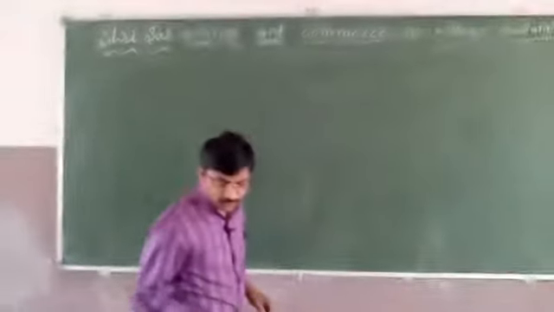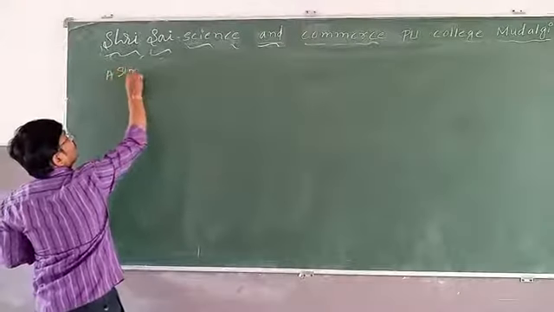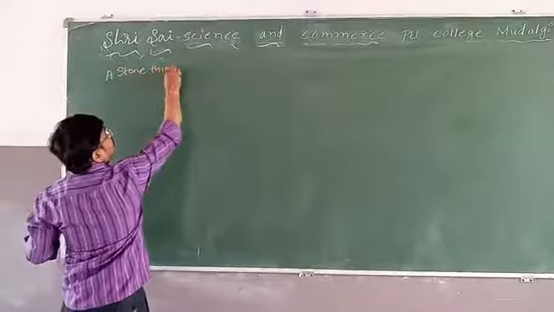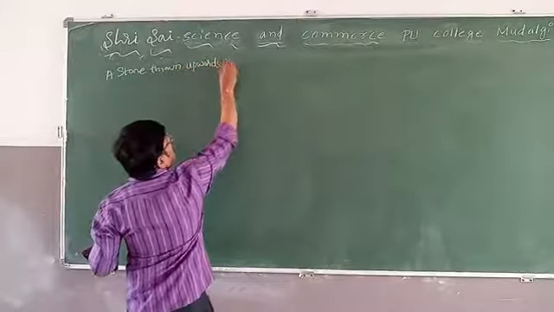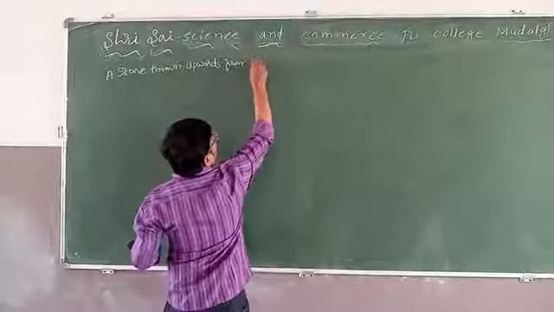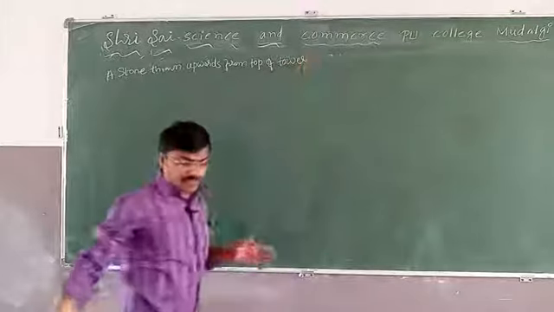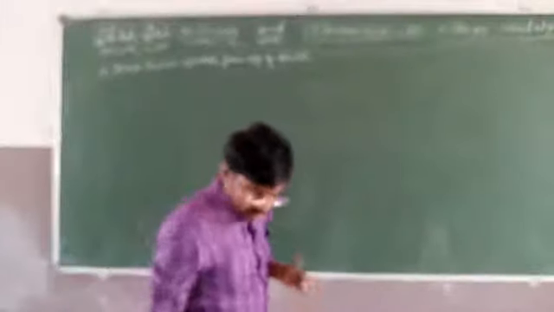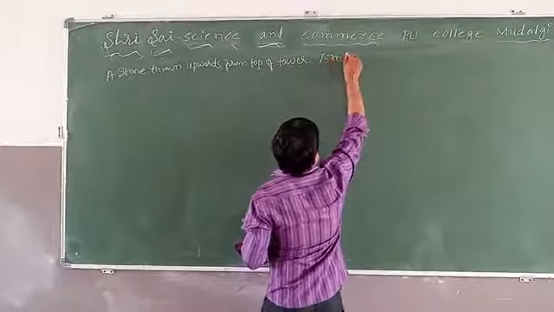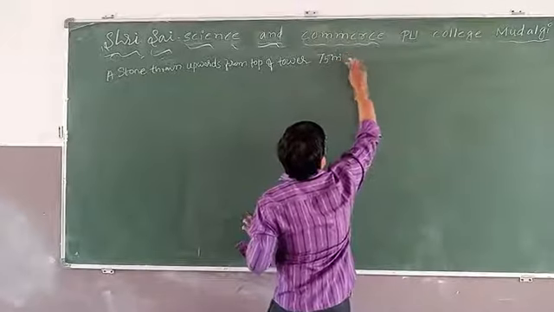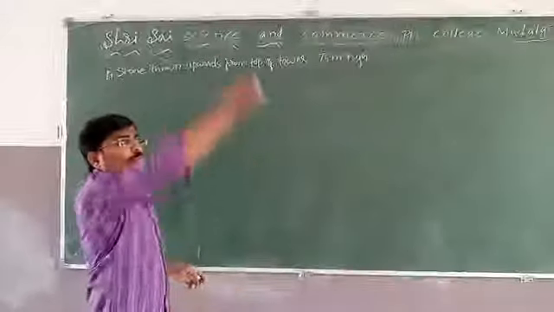Okay, a stone thrown upwards from the top of the tower. One more, same type. A stone is thrown upward from the top of the tower of 75 meter height. It reaches the ground in 6 seconds. Find the velocity with which it is thrown upward.